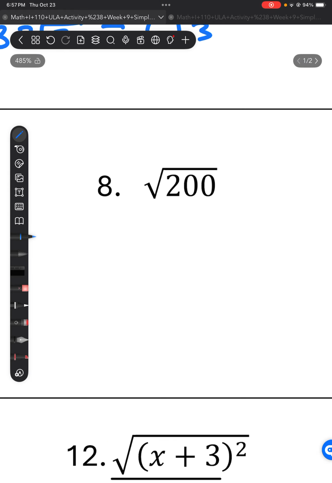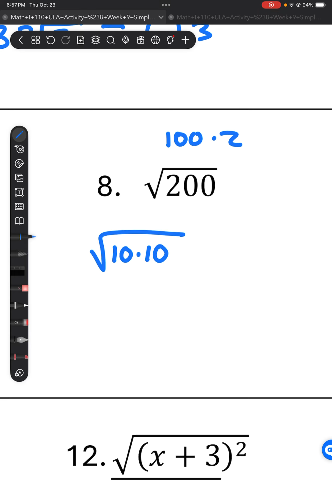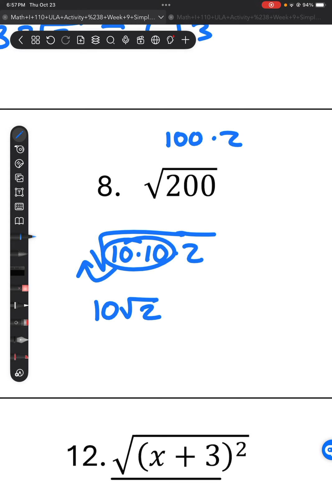All right, number 8, square root of 200. Well, I think about 100 times 2, because 100 is a perfect square, right? So that's 10 times 10 times 2. Found our pair, take it out, left with 10 root 2.